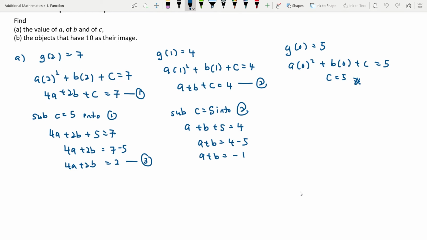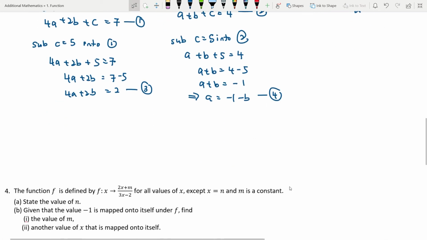So I will make a the subject. a will be -1 minus b. This is my fourth equation. Then we substitute equation 4 into equation 3.